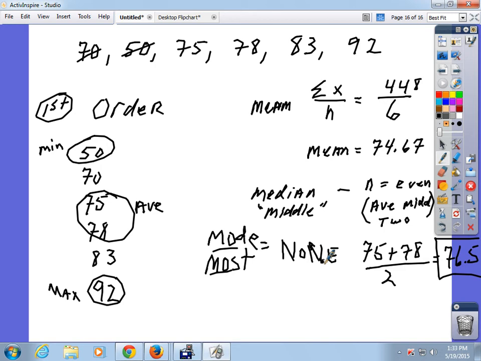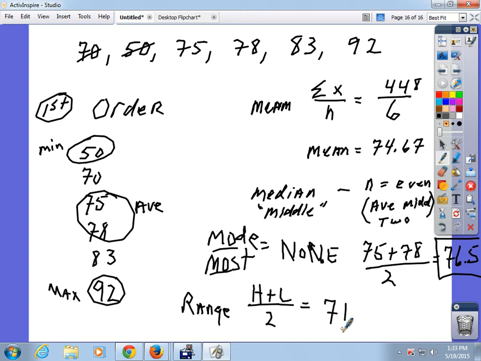Alright, mean, median, mode, range. Range is your highest plus your lowest, or your max plus your min divided by what? 2. So that's 92 plus 50. That's going to be 142. That'll be 71. Somebody check. So 71 is your mid-range.